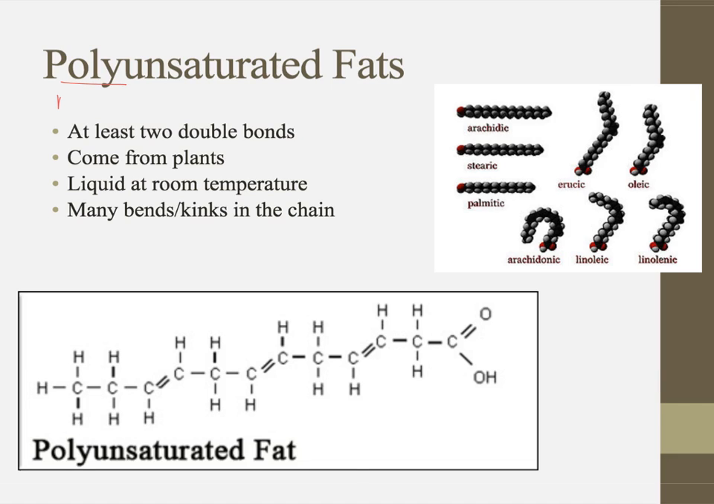Polyunsaturated fats, again, poly meaning many, have two or more double bonds somewhere in their chain. They always come from plants, and they are liquid at room temperature. So everywhere that there's a double bond, we get a bend in our chain. Whereas saturated fatty acids are straight, monounsaturated fatty acids have one bend in them because there's one double bond. When we have multiple double bonds, we get a very bendy shape. Yes, bendy, a technical term.